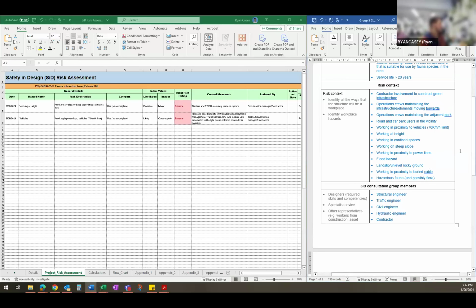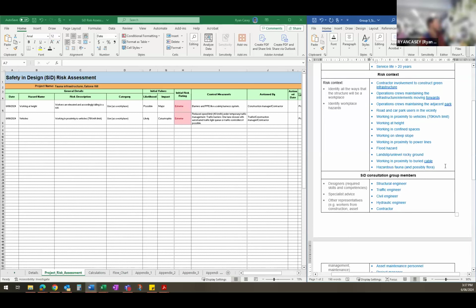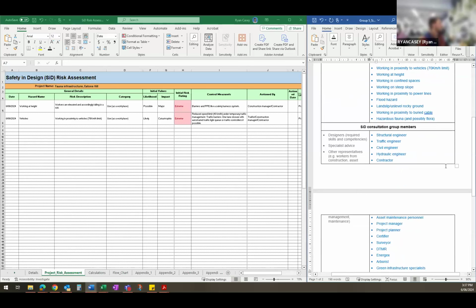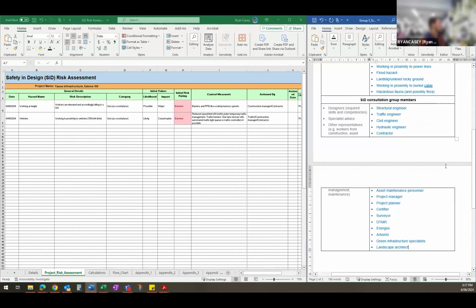For actual hazards, there are so many more, but we've got things like working in proximity to vehicles on a 70 km/h road. There's working at height. There's working in a confined space for the underpass aspect. There's slopes, unstable ground, flooding, snakes. It can go on. And we just tried to think of all the ones that were most relevant to this. For the SID group consultation members, pretty much everything that other people have said for other projects is relevant.